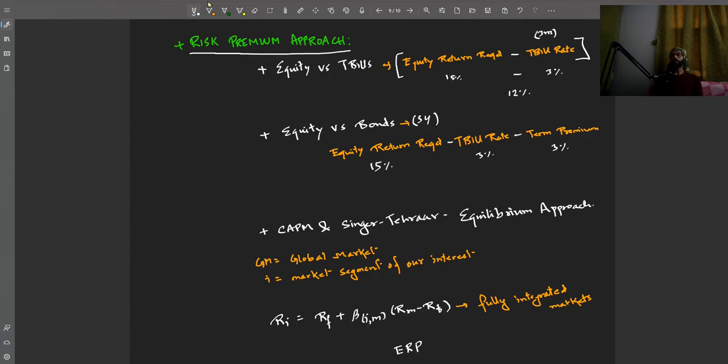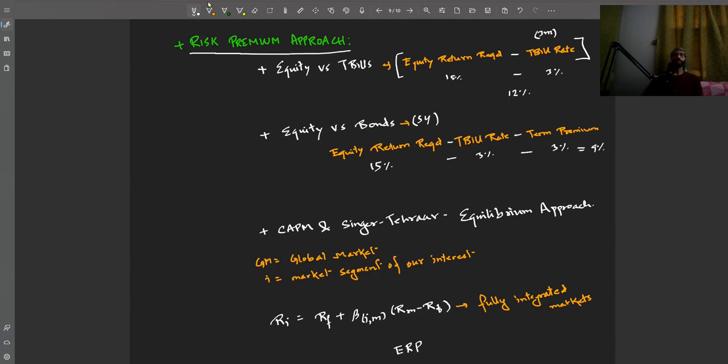The equity risk premium is 15% minus 3% minus another 3%. The result is 9%. So this is equity versus bonds, and this is in the case where the holding period is different than the maturity of the T-bill rate, preferably.